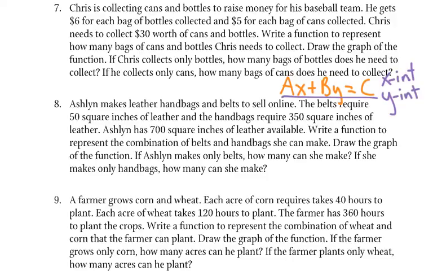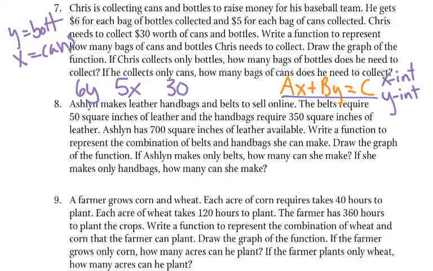So anyway, Chris is collecting cans and bottles to raise money for his baseball team. He gets $6 for each bag of bottles collected and $5 for each bag of cans collected. Okay, so bottles we could call y, cans we could call x. Okay, so he earns 6 per bottle, so if we take 6 and multiply it by how many bottles he has, and then 5 for each can, 5 times x, Chris needs to collect $30, so he wants $30.